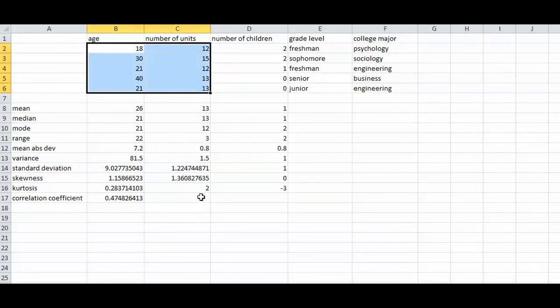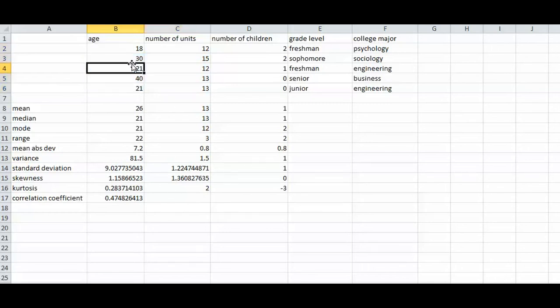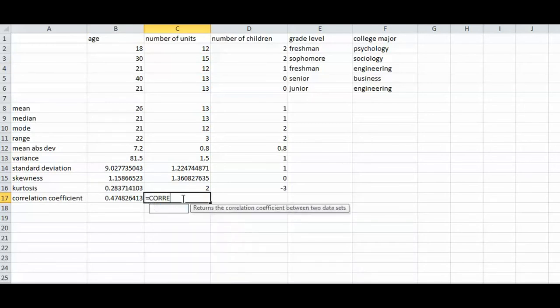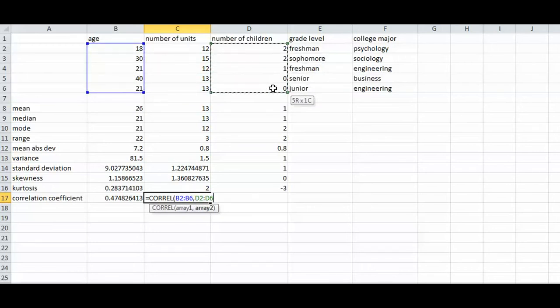We can also create the correlation coefficient for age and number of children. So let's calculate that correlation coefficient. I'll put the 1 for age and number of children in here. So equals CORREL. Highlight this column, put a comma, and highlight this column, and it'll plug these 10 numbers into the correlation coefficient formula.